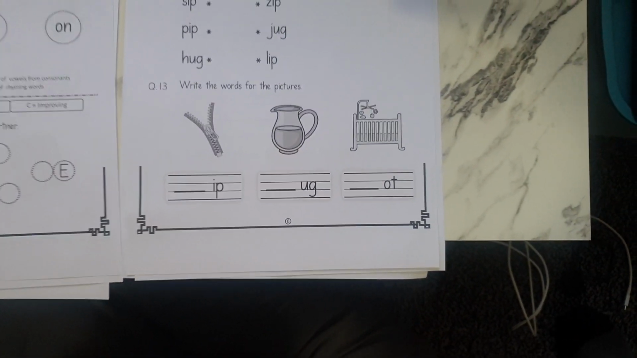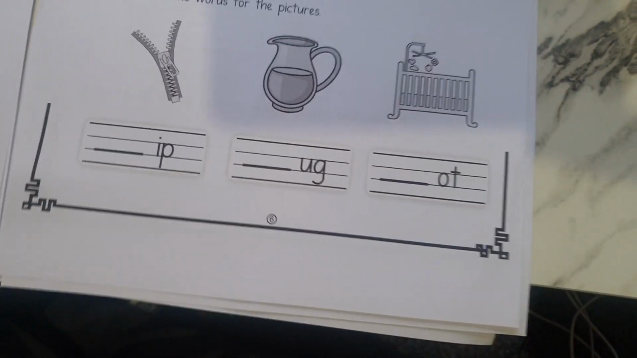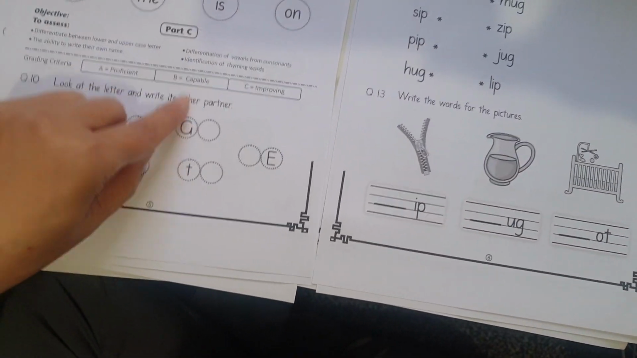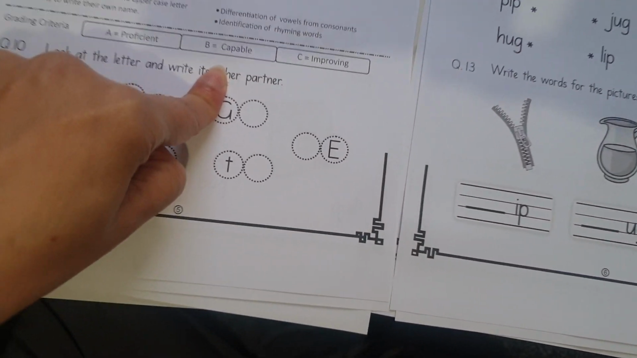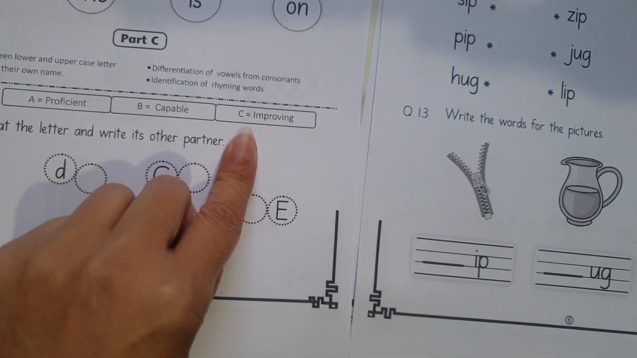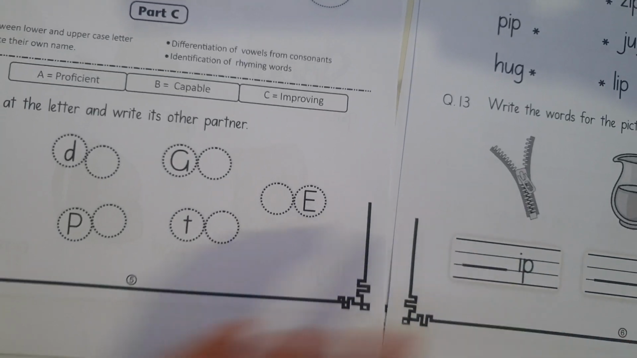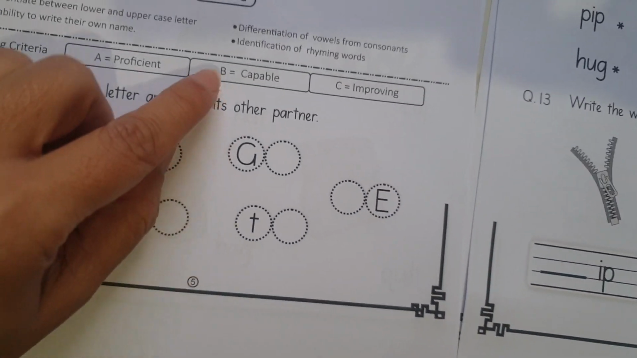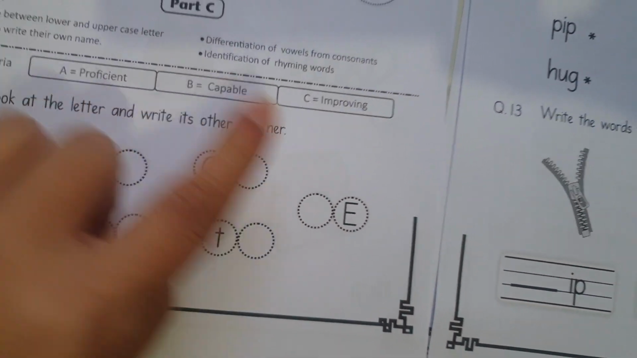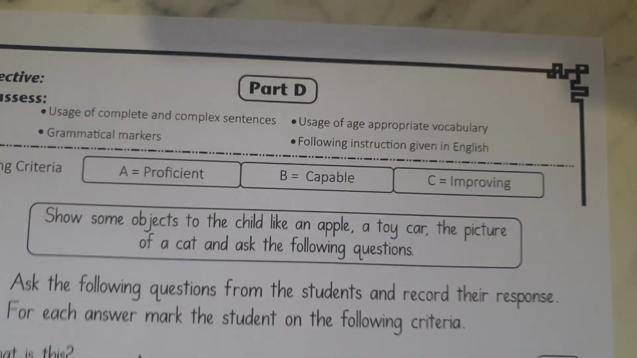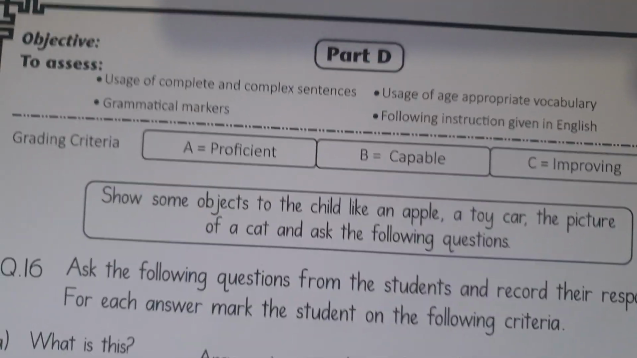I would say 7 and 6 should be proficient. 5, 4 and 3 should be capable, and 1 and 2 should be improving. So someone who has done all 7 is proficient, 6 is proficient, 5, 4 and 3 is capable, and 1 and 2 is improving. Now we come to the last part, which is oral language development.